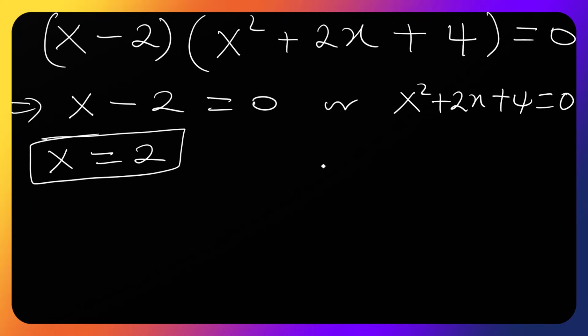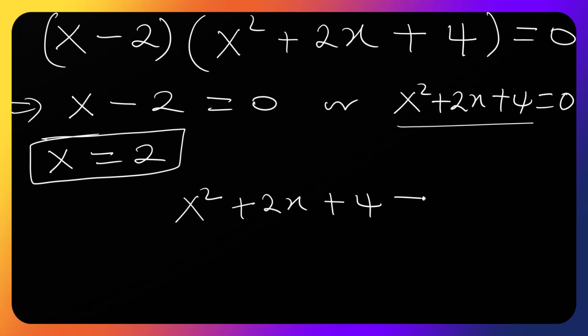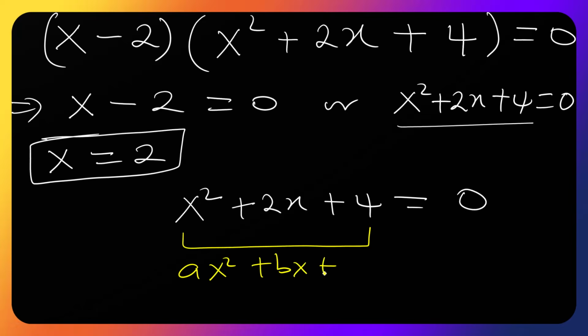Now let's look at the next one. This one is a quadratic. So we have x squared plus 2x plus 4 equals 0. Let's compare this with the general quadratic equation ax squared plus bx plus c equals 0. So we have a equals 1, b equals 2, and c equals 4.